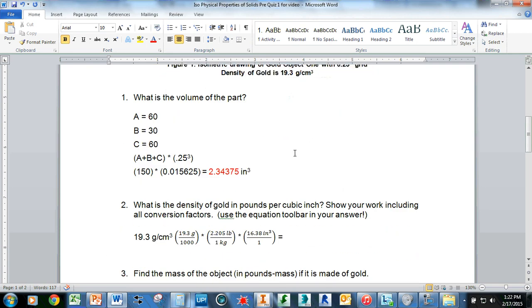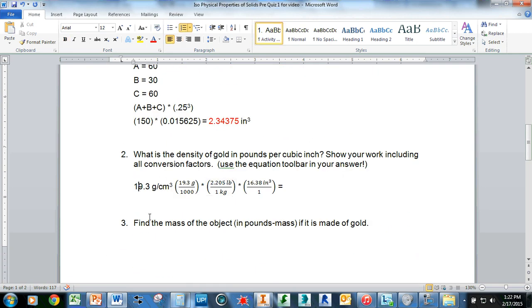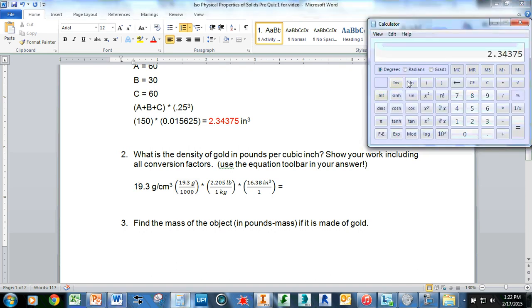So what we have to do is we have 19.3 here. We have to change grams to kilograms. There's 1,000 grams in a kilogram. So we have to divide 19.3 by 1,000, and that is going to give us kilograms. I'm going to pull up our calculator here, and we're going to say 19.3 divided by 1,000 gives us 0.0193.